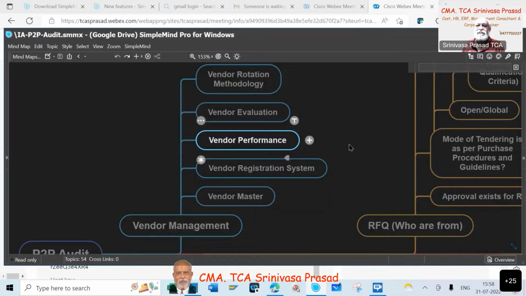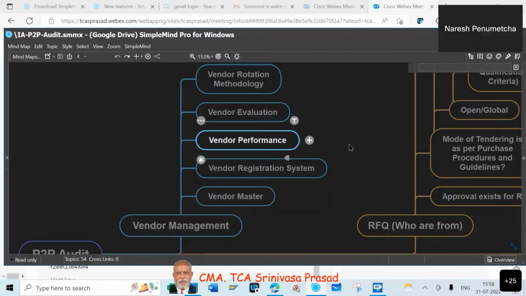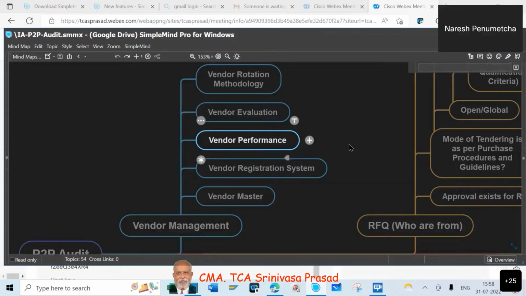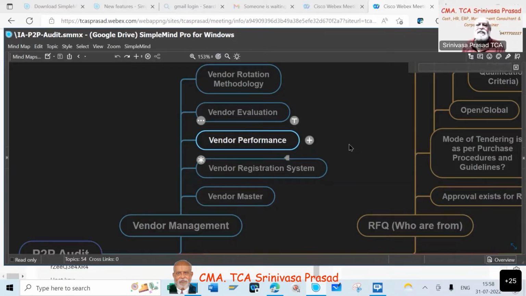Performance is generally related to the timely supply and quality of the products they supply to you. Okay, timelines, quality of the products, quantity, then price also. Price, I think, is a contractual price, normally. So okay, that also we should look into.